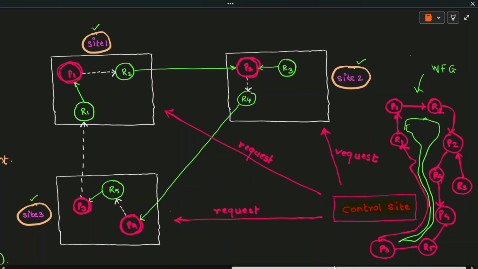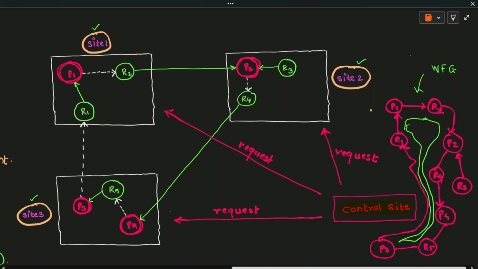After formulation of the WFG, the control site does not come to the conclusion right away that there is a deadlock inside the distributed environment. Once again, the control site reconfirms the deadlock. It again requests the local sites for their status information. Based on that, it reformulates the wait-for graph. And in the wait-for graph, if there is a cycle, then by considering the cycles in both the earlier phase and the second phase, the control site confirms there is a deadlock inside the distributed environment.